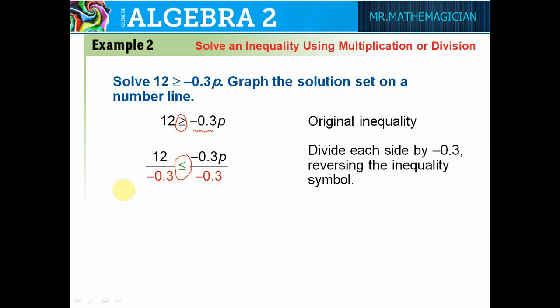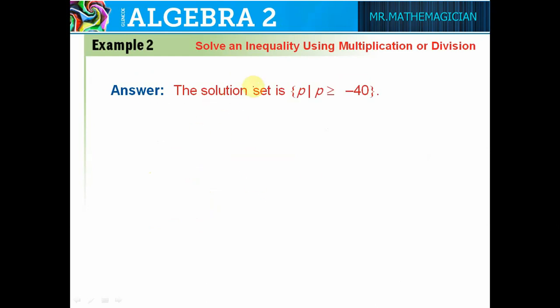Now this amount got cancelled, so p becomes alone, and 12 divided by negative 0.3 is negative 40. So negative 40 is smaller than or equal to p, or we can say p is greater than or equal to negative 40. So the solution set is p such that, the bar sign means such that, p such that p is greater than or equal to negative 40.